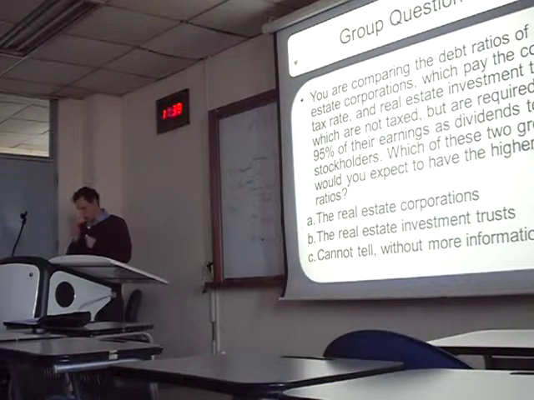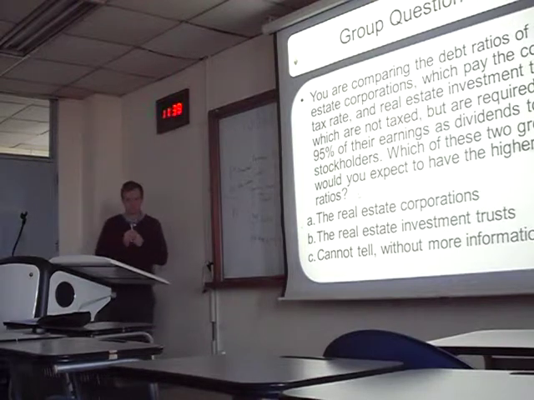So let's have a look at this question before we finish. You are comparing the debt ratios of real estate corporations, which pay the corporate tax rate, and real estate investment trusts, which are not taxed, but are required to pay 95% of their profits as dividends to the stockholders. Which of these two groups would you expect to have the higher debt ratio?